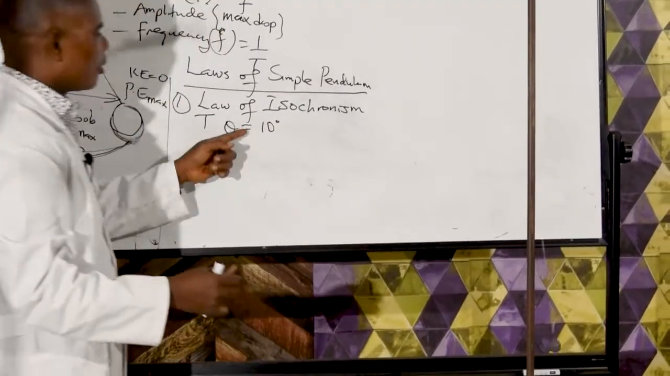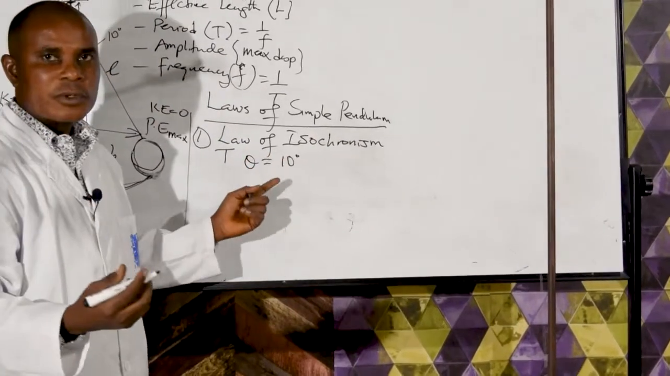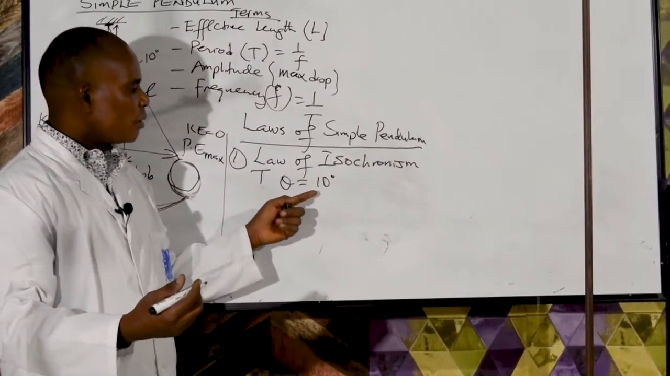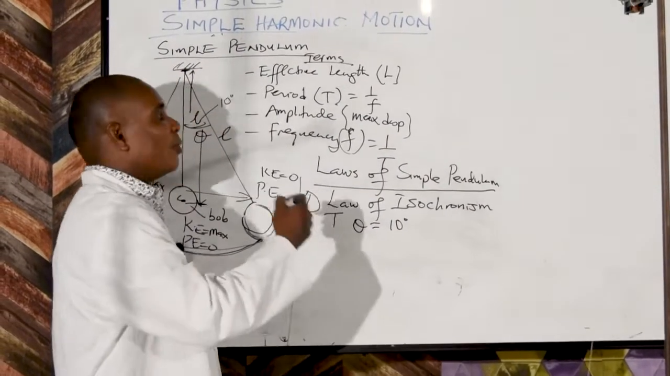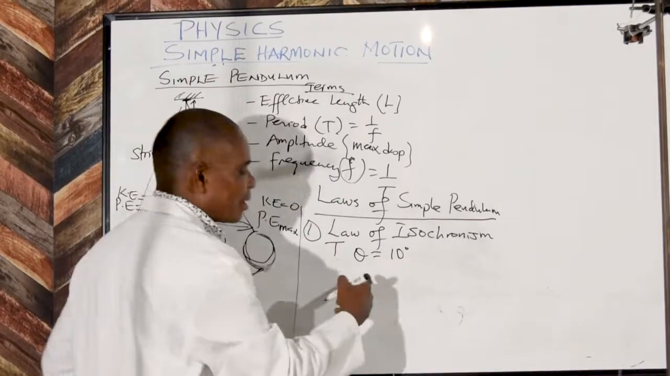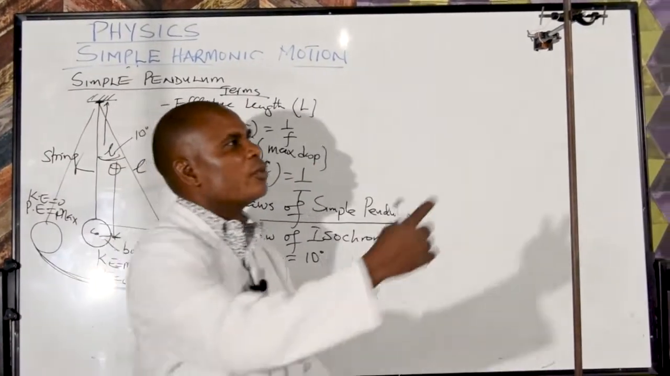For convenience, and from a lot of research on this, it is advisable to use an angle of 10 degrees and below. So let's say that's 10 degrees. Now the student cannot take a protractor trying to measure this angle here.